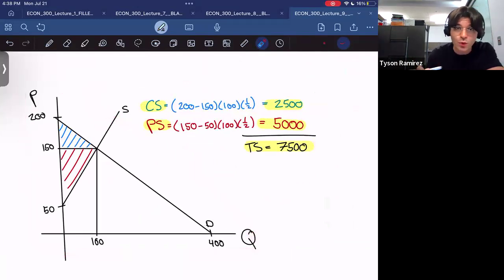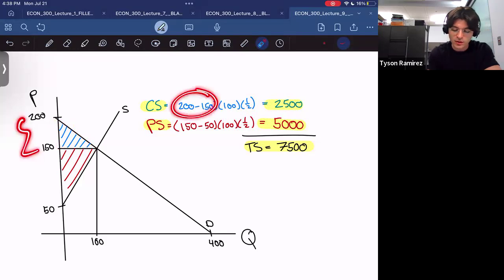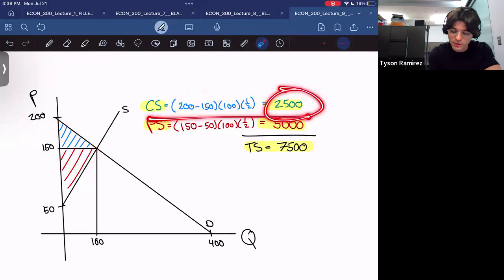The equilibrium point, where supply equals demand, happens at a quantity of 100 and at a price of 150. If we calculate the welfare, the consumer surplus and the producer surplus, we find that the consumer surplus is the area of this triangle. One measurement is given by 200 minus 150, and the other is simply the base, which is 100. So consumer surplus is equal to 2,500.